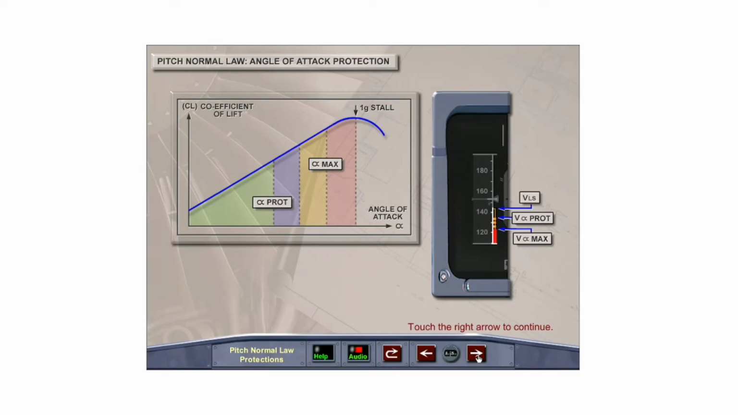On the PFD speed scale, alpha prot is represented by the top end of the black and amber strip, while alpha max is represented by the top of the red strip. VLS is the lowest selectable speed, which can be selected by the pilot with the speed select knob on the FCU and represents 1.28 times Vstall in the clean configuration. It provides a buffer against reaching alpha prot. With auto thrust engaged, the speed will not normally be allowed to fall below VLS.